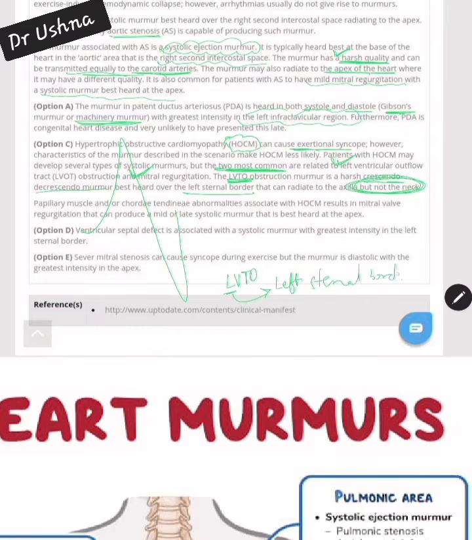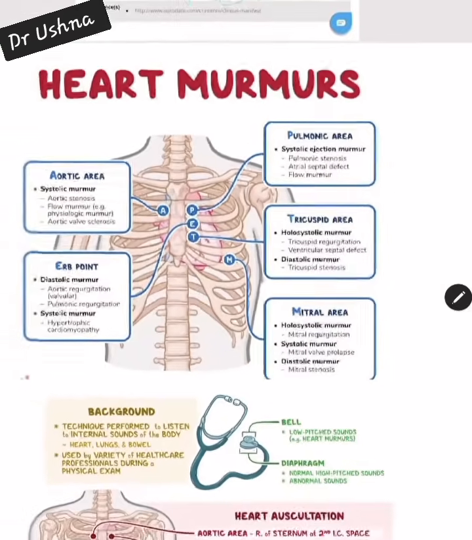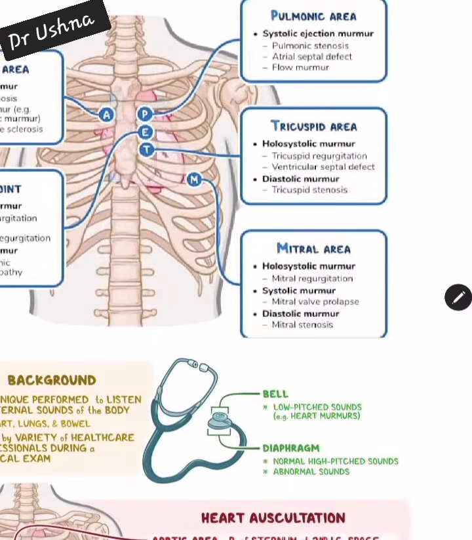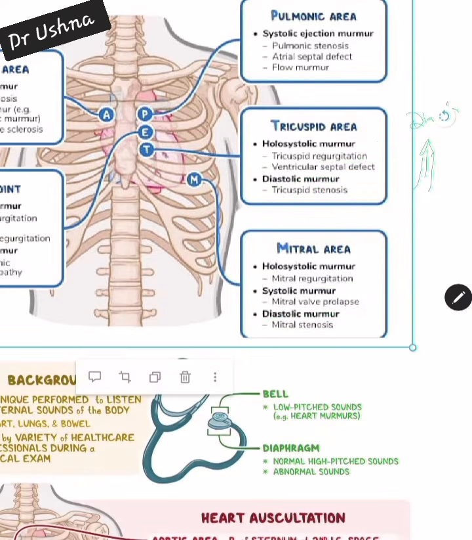Then comes VSD. VSD also has a systolic murmur with greatest intensity at the left sternal border. Mitral stenosis presents with syncope during exercise, and the murmur is diastolic with greatest intensity at the apex. Just as a learning point, regurgitation, like tricuspid regurgitation and mitral regurgitation, presents with a holosystolic murmur, while whenever there is a stenosis, there is decreased flow that causes a diastolic murmur. So both mitral stenosis and tricuspid stenosis produce a diastolic murmur.